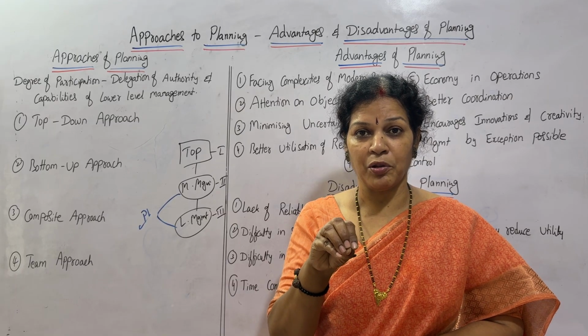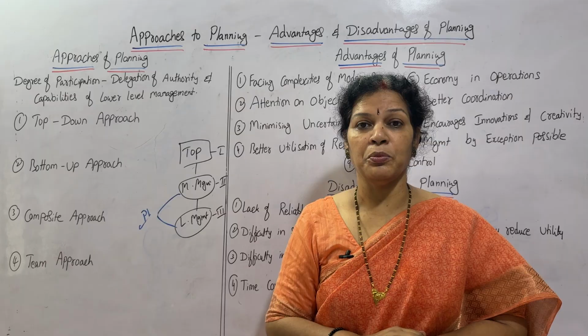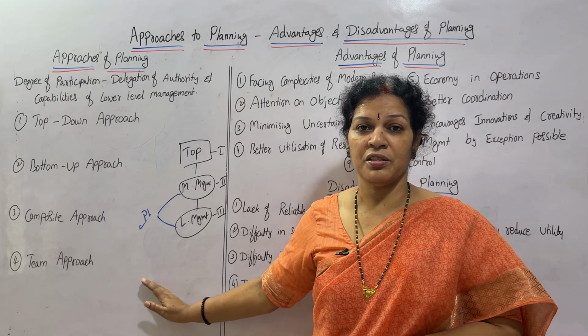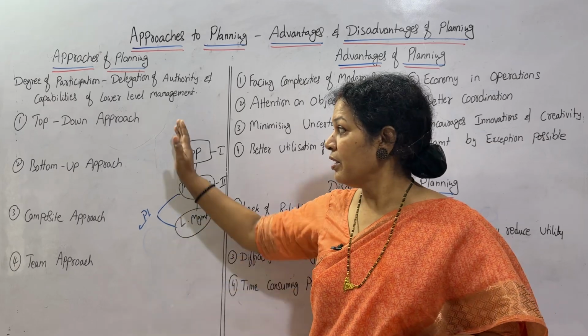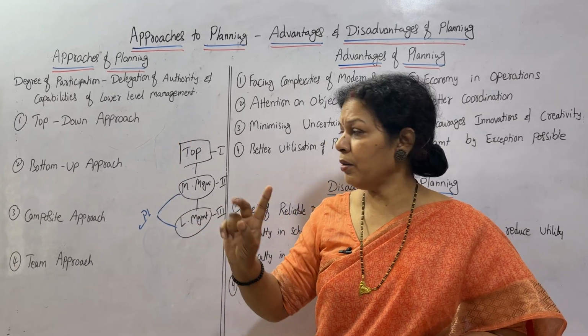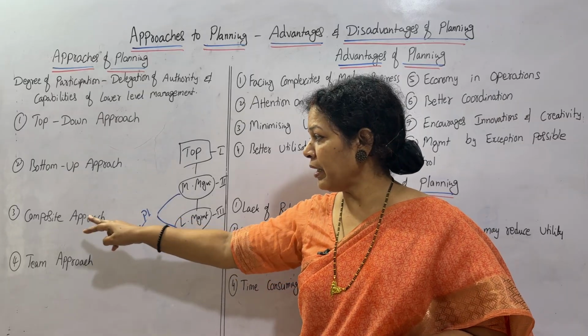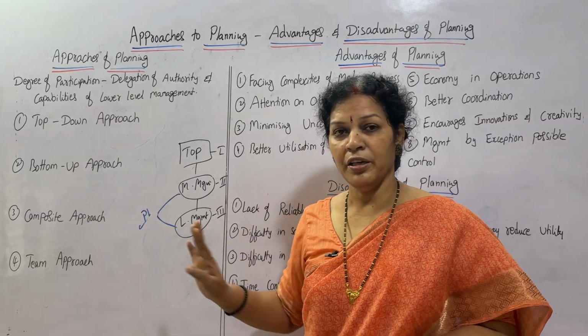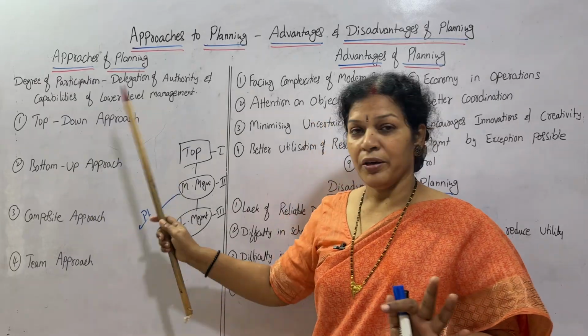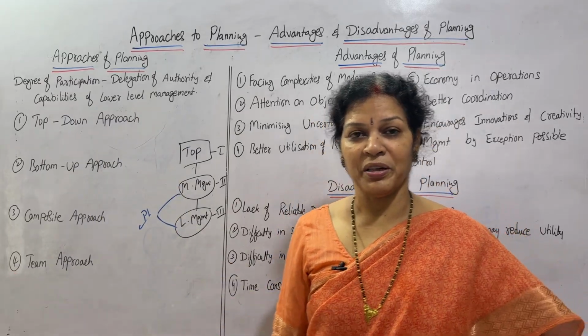But this plan is also to be approved by the CEO or board of directors of the company. Once they approve, then only this is going to be implemented. These are the top four approaches: top down, bottom up, composite, and lastly team approach. Very easy to remember, right? If you understand, we'll go for advantages and disadvantages.